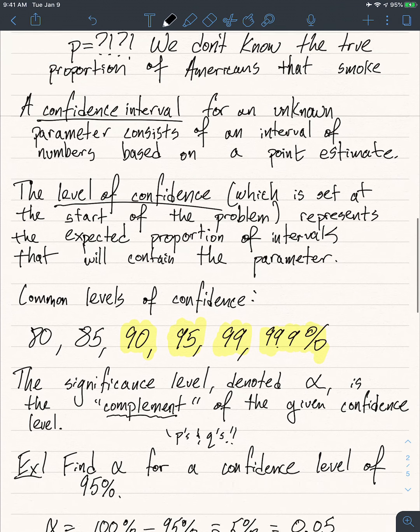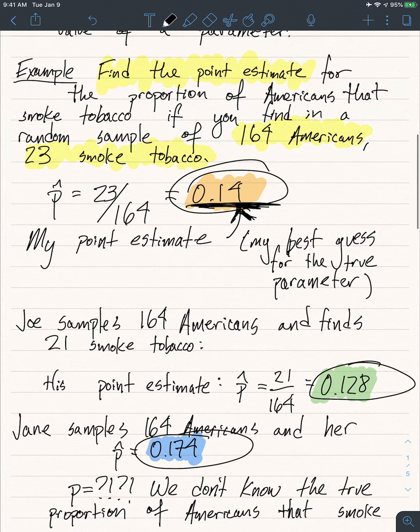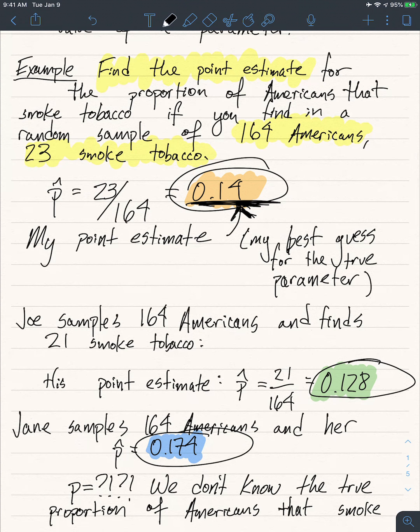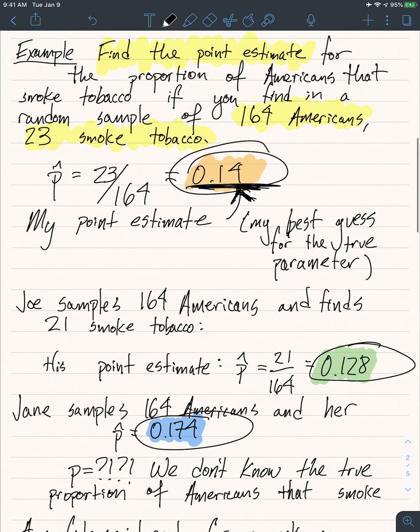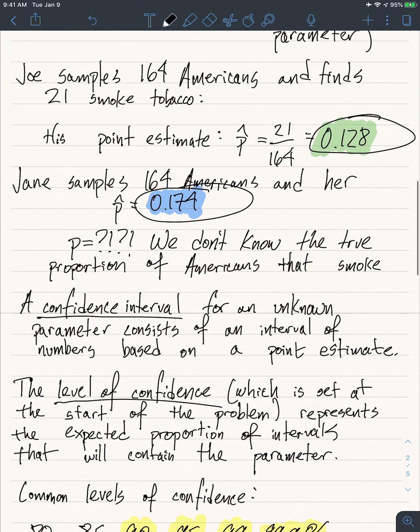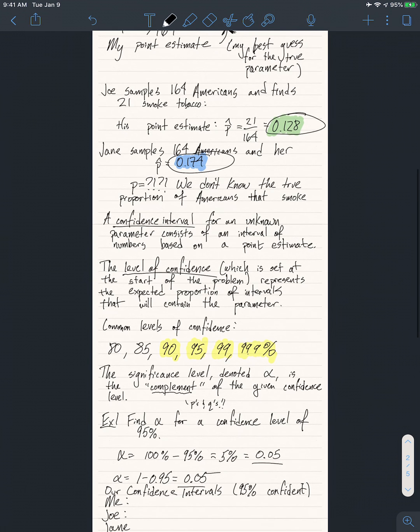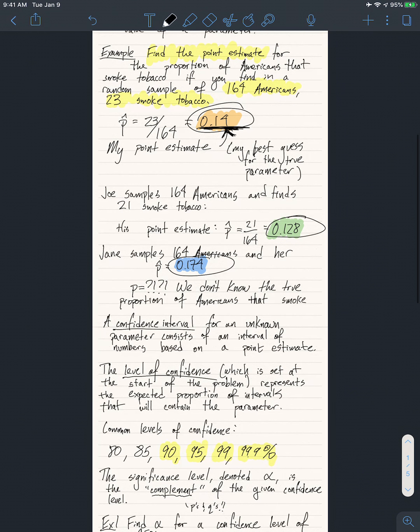And let me see what the colors were. So my point estimate was about 14% because I found 23 out of my 164 smoked tobacco, right? Sorry for all the scrolling. I wish there was a better way to do this. Oh, there is. Thanks for hanging in there, guys. I'm learning this as you guys are. But let's see, I found 23 out of the 164. That my point estimate was 14%.